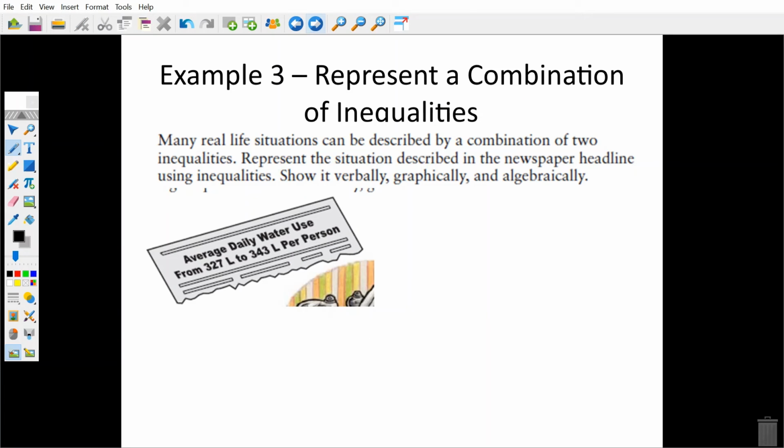Example 3. It says many real-life situations can be described by a combination of two inequalities. Represent the situation. Okay, so in this one, there is two numbers. So it says the average daily water use for a person is between 327 and 343 liters per person.